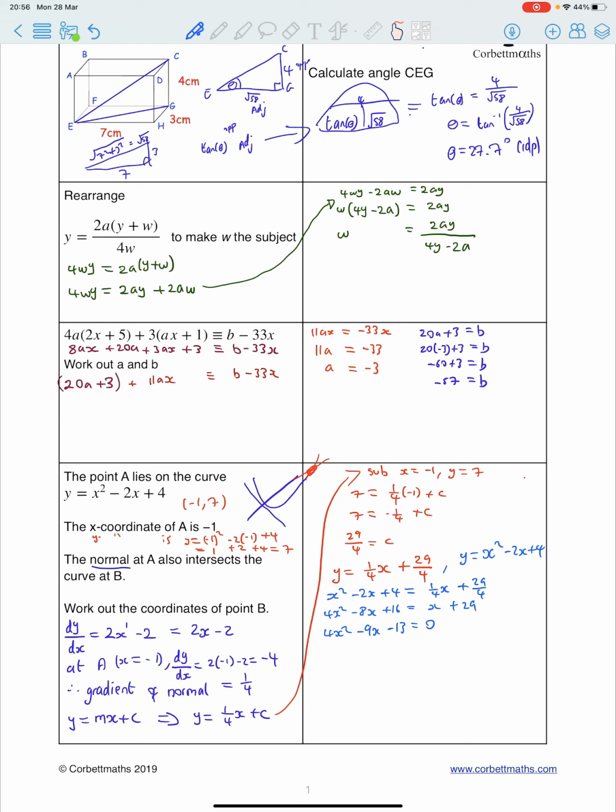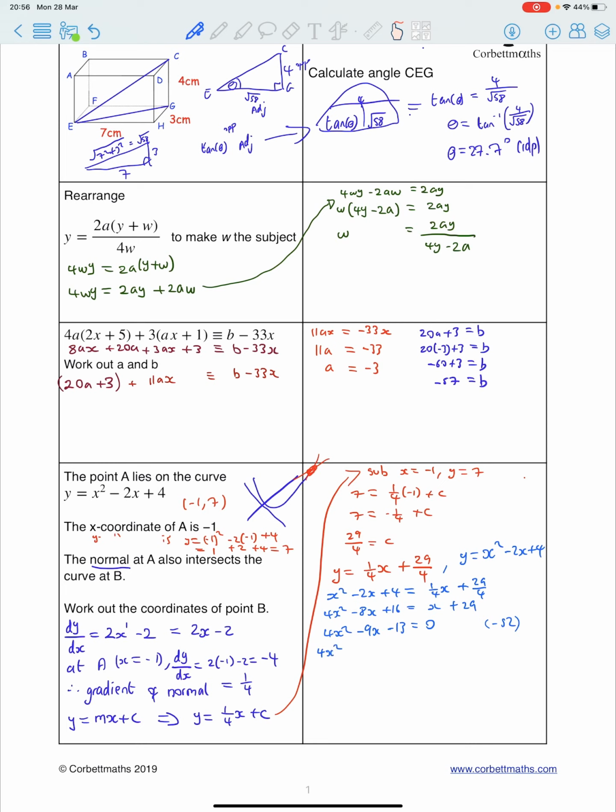Now I need to actually solve this quadratic equation. Are there any nice things that I can do? Can this factorize? 4 times minus 13 is minus 52, but that's what, 13 times 4? Oh yeah, that works. So 4 times minus 13 is minus 52. Two numbers that multiply to give minus 52 but add to give minus 9 are minus 13 and plus 4. I'm going to use my factorization hack.